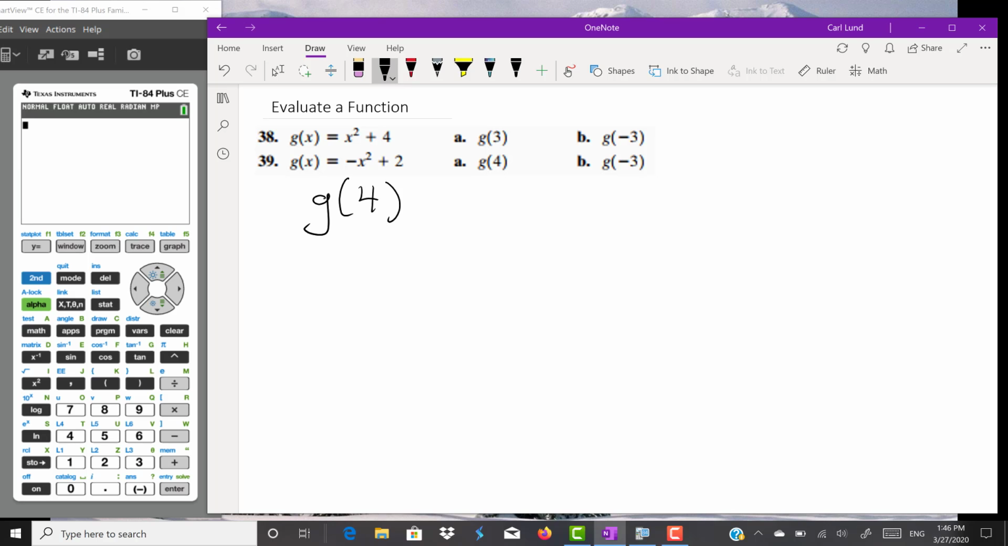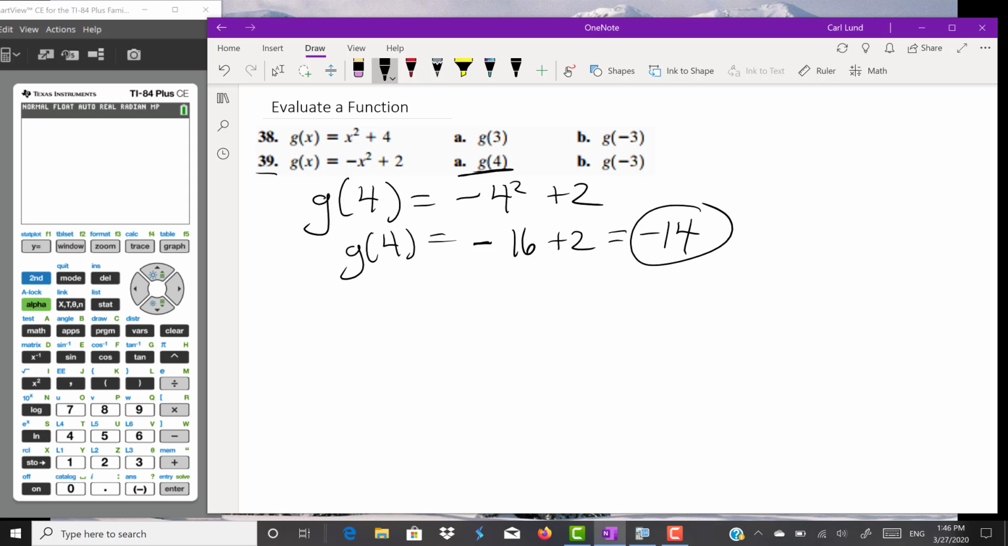So I replace my x with the value in parentheses. So this is g of 4. I'm doing number 39 now. g of 4 equals negative 4 squared plus 2. This is where people might mess up, and remember, this is what we went over when we talked about exponents and order of operations. We do the exponent first because the negative sign is not in parentheses with the number. So 4 squared is 16, and what we have is negative 16. Negative 16 plus 2 is negative 14. That's our answer for g of 4.